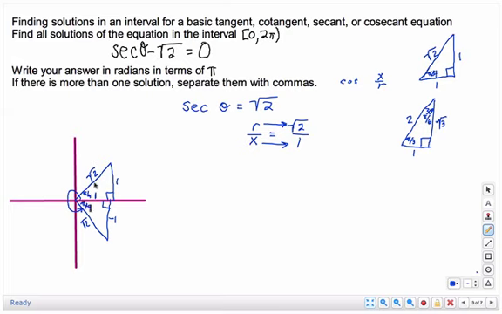Now remember, in quadrant 1, our answer for theta is our reference angle, pi over 4. In quadrant 4, we need to take 2 pi and subtract our reference angle, pi over 4. And so we multiply 2 pi by 4 over 4, we get 8 pi over 4 minus pi over 4, and that's 7 pi over 4. And that is our other answer. They ask us to separate our answers with commas, so that's what I'll do.